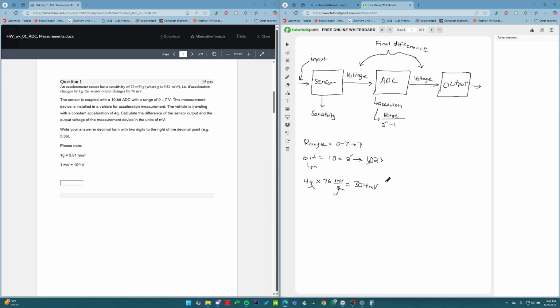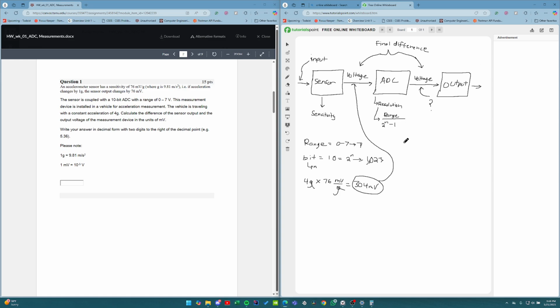What does this 304 represent? It represents the output voltage from the sensor. Then the ADC takes this voltage and puts out another voltage. How do we get this second voltage? Through the resolution.